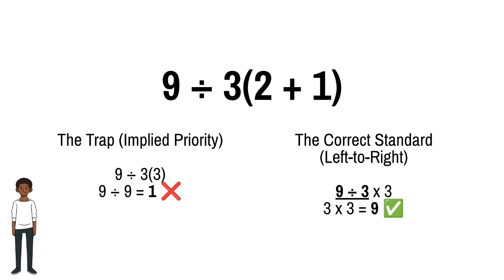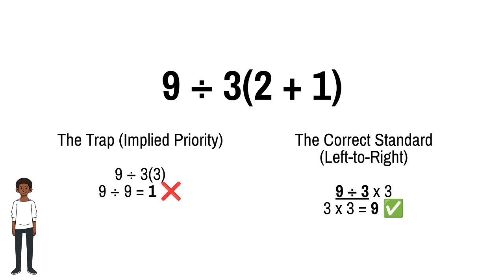Today, we're going to tackle 5 order of operations problems. First up is 9 divided by 3 times (2 plus 1). Why do millions of people get 1? Because they assume that multiplication indicated by parentheses, what mathematicians call implied multiplication, has a higher priority than explicit division.